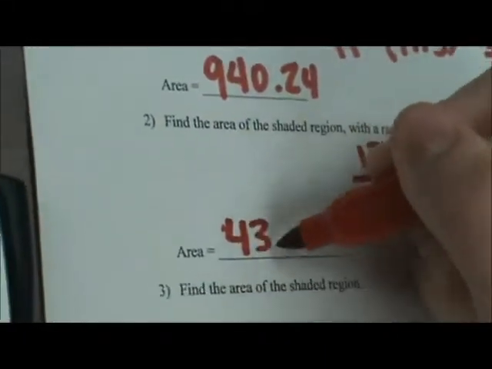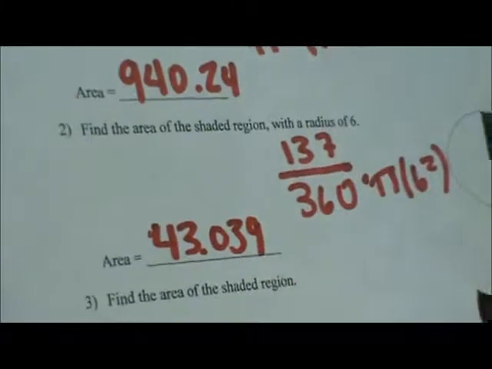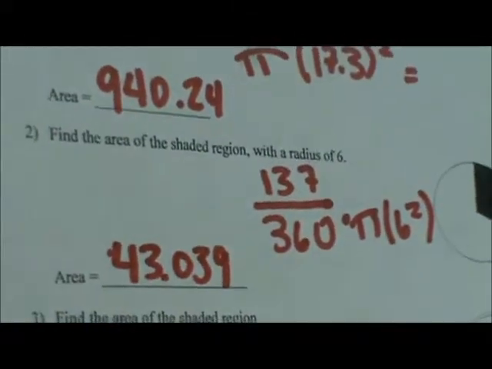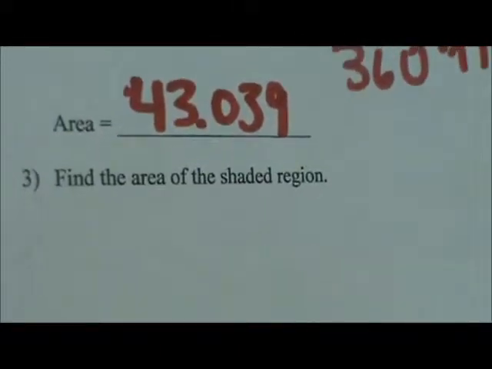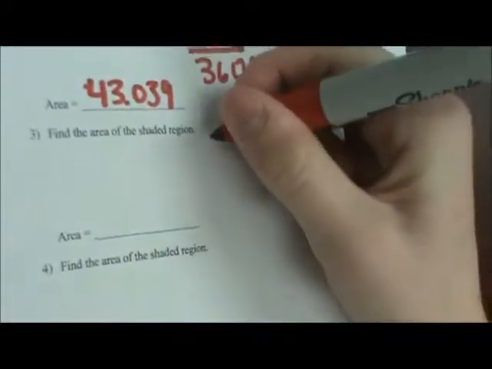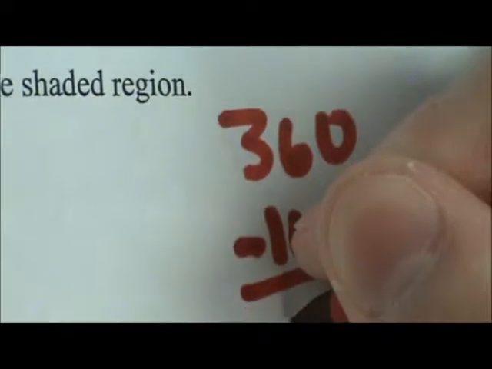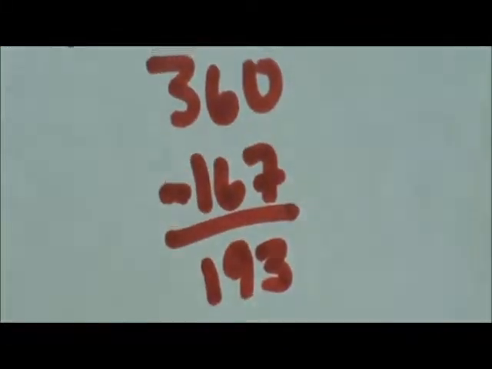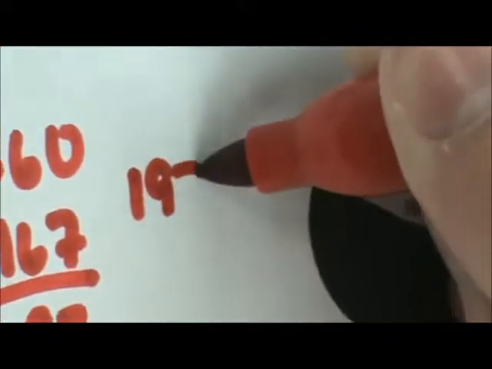Okay, for problem 3, we're going to find the area of the shaded region. And we know that the angle of the non-shaded region is 167. So we have to take 360 minus 167, which gets us 193. And that's going to be our angle for the shaded region, so we can just find the shaded region now. So we're going to take 193 over 360, then times that by pi, and then times that by a radius of 11 squared.